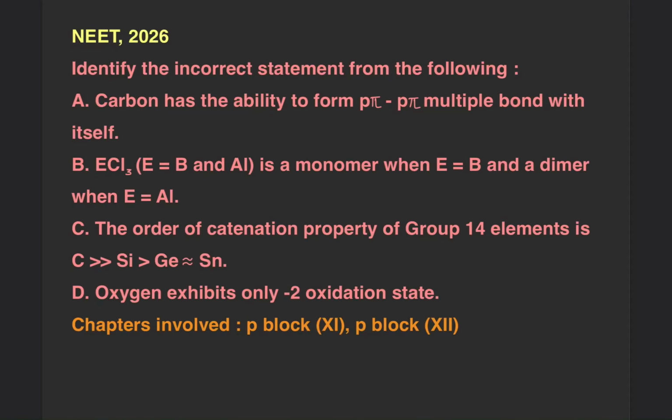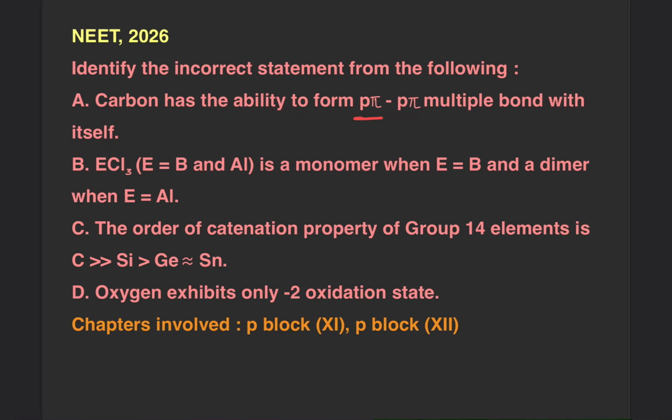Hello everyone. So this is a question from NEET 2026. Identify the incorrect statement from the following. And there are a few statements given to us. The chapters involved are P block 11th and P block 12th. Okay. So statement A is carbon has the ability to form p pi multiple bond with itself.